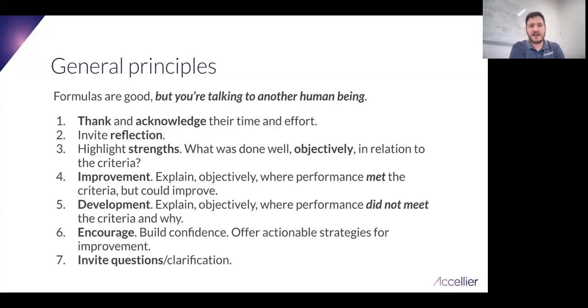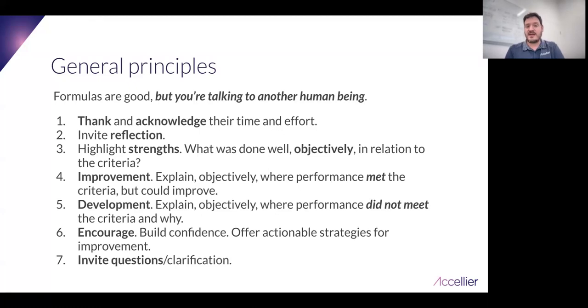At point 3, it's great to highlight strengths. Point out the things that were done well, objectively, in relation to the criteria. At number 4, we want to point out some improvement. Again, explain objectively where performance maybe met the criteria but could still improve for future work.